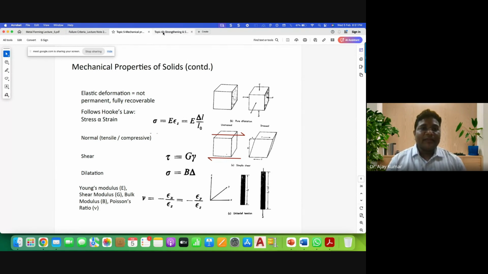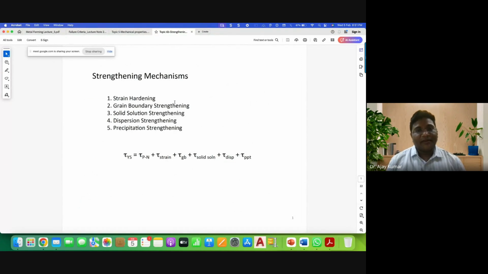Now let me give you the different types of strengthening mechanisms. I have explained the mechanical testing of the material. I have also explained the different types of property calculations in the material. Then I have explained Hooke's law and the Hollomon equation, and which one you have to use to explain the elastic deformation and also the plastic deformation. Now you also need to understand the strengthening mechanisms.